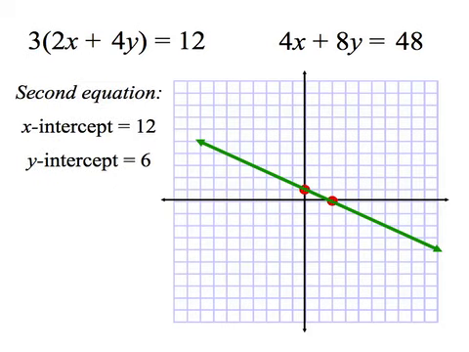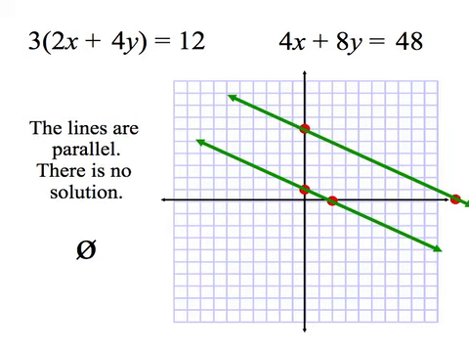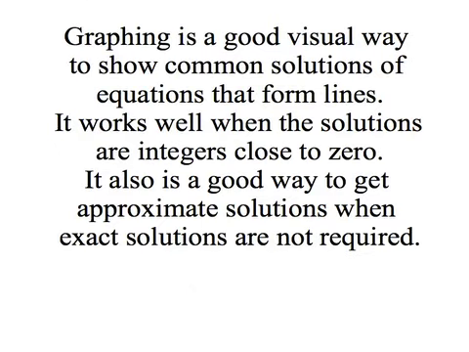For the second equation, we notice that the x-intercept is 12. It's off our grid, but not so far off that we can't figure out where it should be, and there it is, way over on the right. The y-intercept is 6. We plot both points, we connect them, and we can see that these lines are parallel, so there is no solution to this system of equations. These two lines never intersect. They have no common solution.